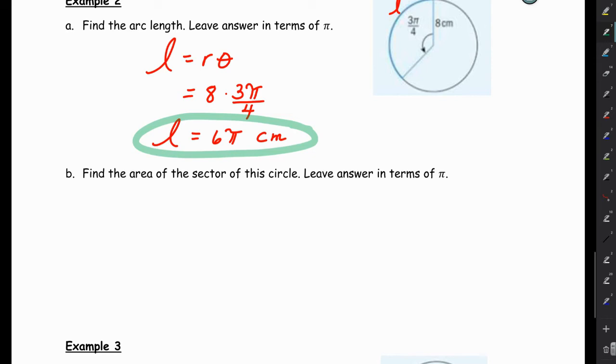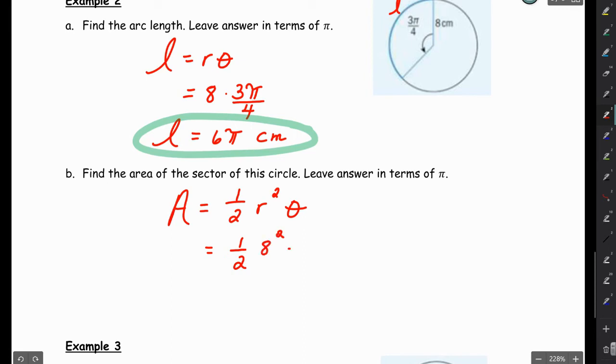Find the area of the sector of the circle and leave the answer in terms of pi. First, we'll write the formula for the area of a sector as it's provided in the formula booklet. Okay, the radius is 8. The angle is 3 pi over 4. Simplify that, leaving it in terms of pi, we get the area is equal to 24 pi centimeters squared. Remember, when we're looking at area, we're going to have units squared.